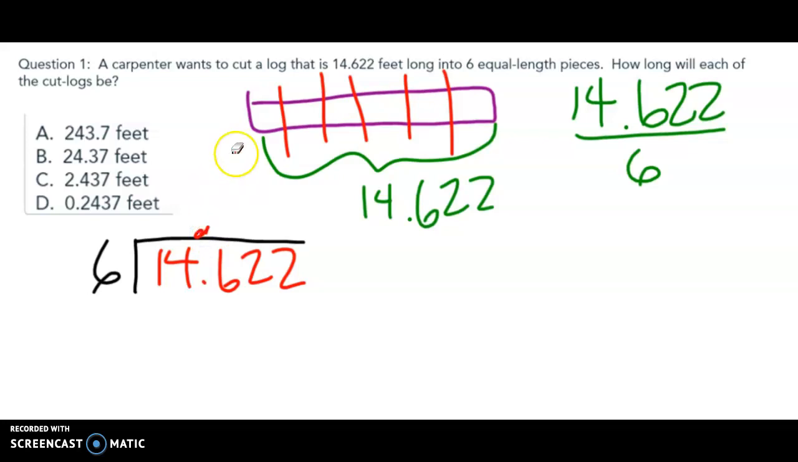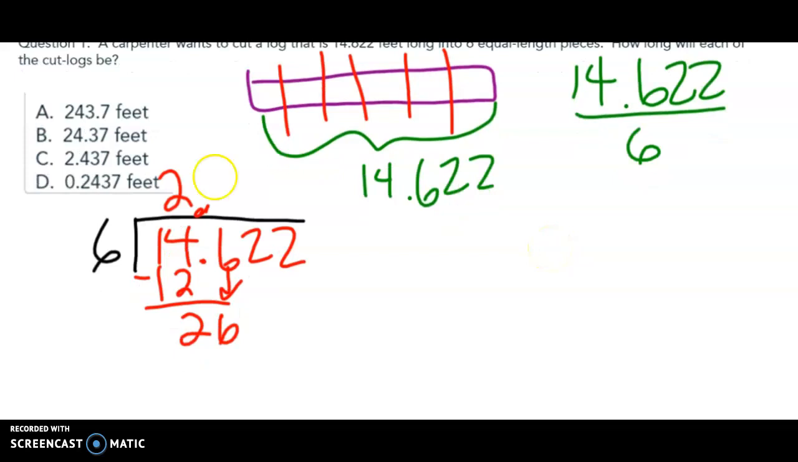I'm going to put the decimal right up in my answer right there because I don't need to make my divisor a whole number. It already is. So let's divide. 6 divided into 14 goes twice, or I get 2 groups of 6, and I subtract, I'll get 2, and I'll bring down that 6. How many groups of 6 can I get out of 26? I can get 4 groups. 4 times 6 is 24, and I subtract, and I get a 2. Bring down that next 2 down here.